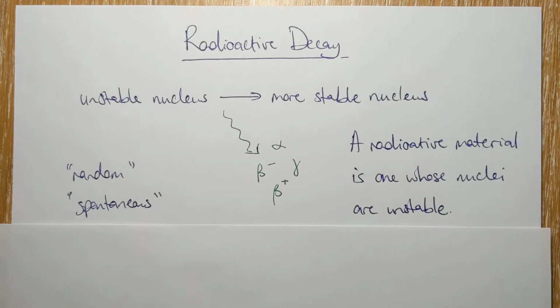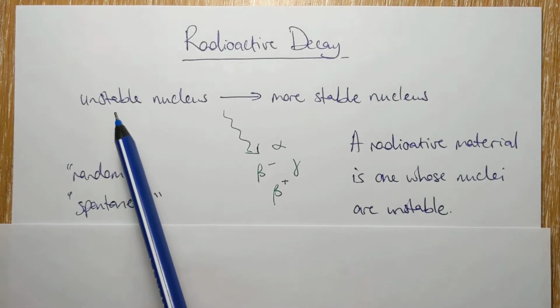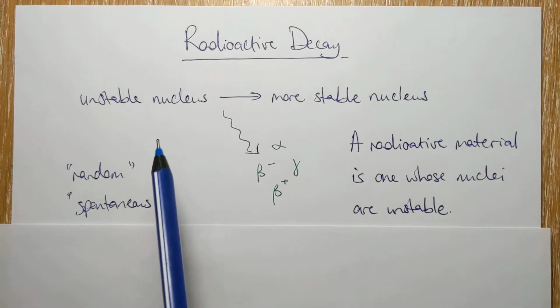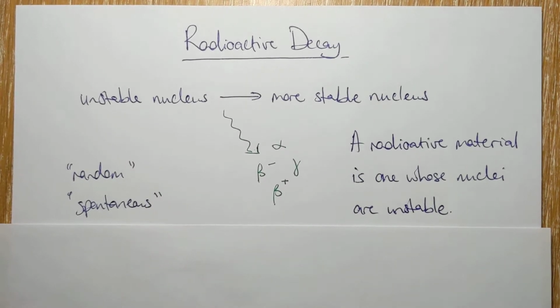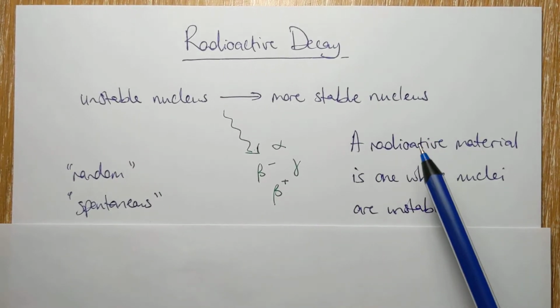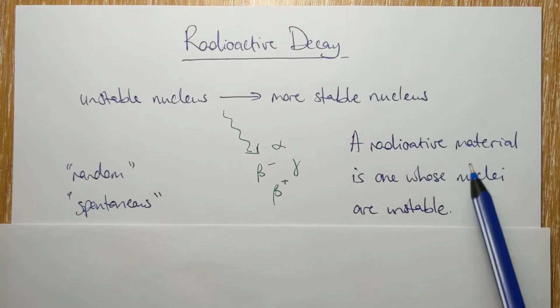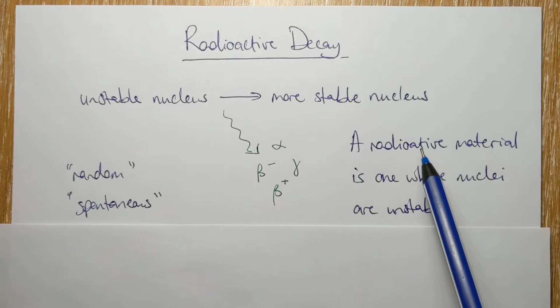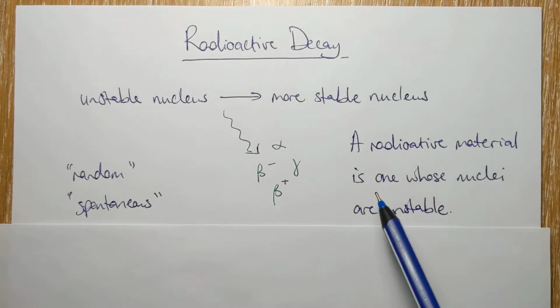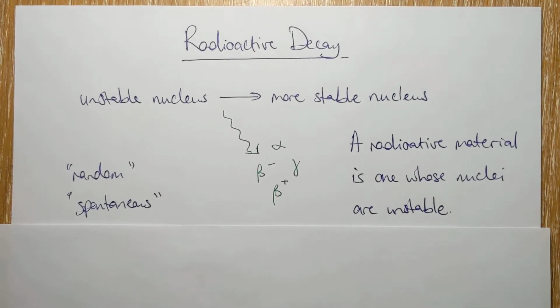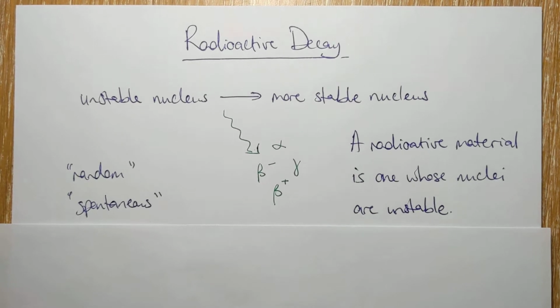radiation. Now, if you ask what an unstable nucleus is, it's one that's going to decay. So a bit circular there, but we're not going to worry about it. Quick note on terminology. Nuclei are unstable. A material is radioactive. So a radioactive material is one whose nuclei are unstable. That's the correct way to use those words.